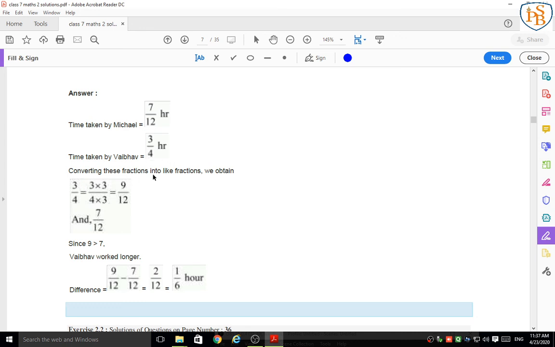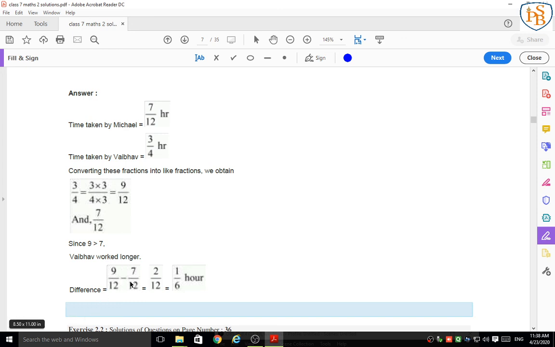By converting these fractions into like fractions, we obtain, look at here, we have to equalize the denominator. So 3 upon 4, we have to multiply this fraction with 3. So 3 into 3 upon 4 into 3. So we get here 9 upon 12. And our first fraction is 7 upon 12. So we can easily compare that 9 and 7. So 9 is greater than 7. So Vaibhav worked longer. And what is the difference?